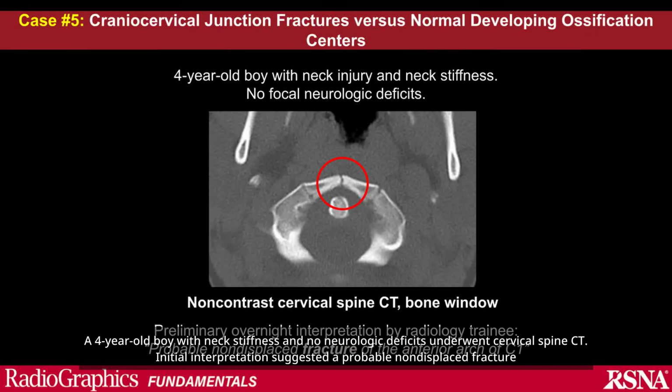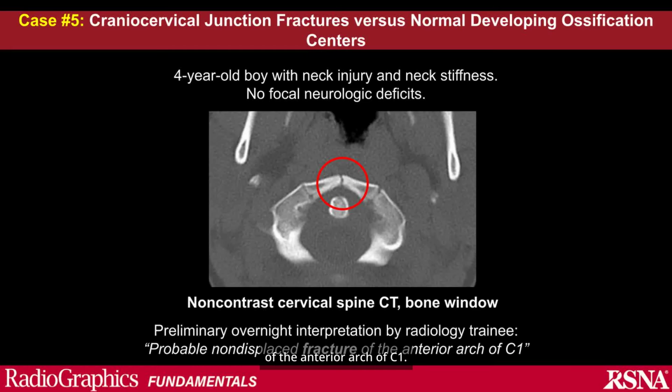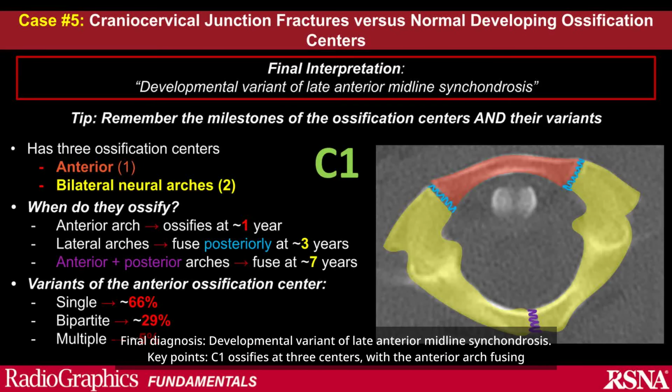A 4-year-old boy with neck stiffness and no neurologic deficits underwent cervical spine CT. Initial interpretation suggested a probable non-displaced fracture of the anterior arch of C1. Final diagnosis: developmental variant of late anterior midline synchondrosis.